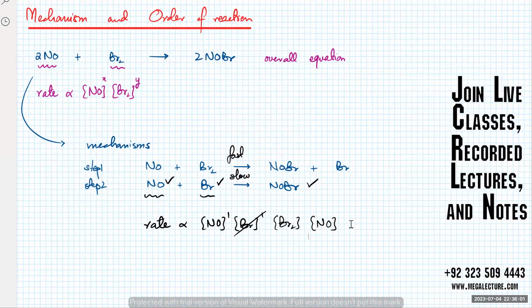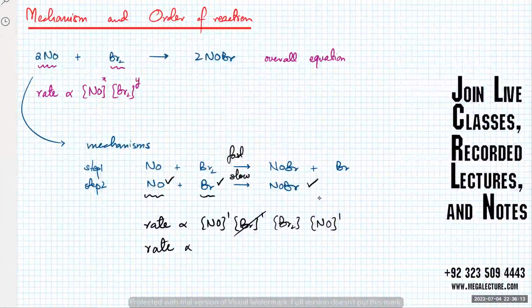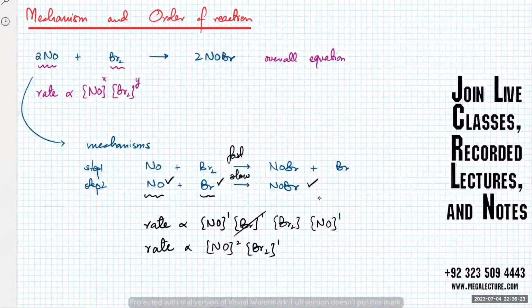So now I have no intermediates in my rate equation. But if you look at the equation, how many times is NO appearing in the equation? It's now NO squared, right? And Br2 is order 1. So it means the rate of the reaction is actually dependent twice on NO's concentration. Is that clear?